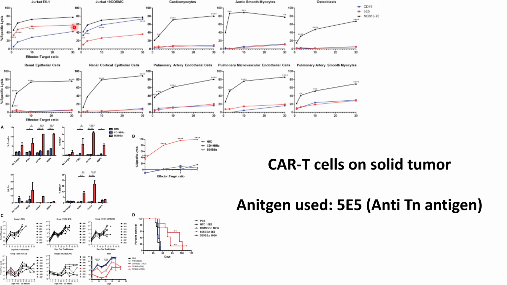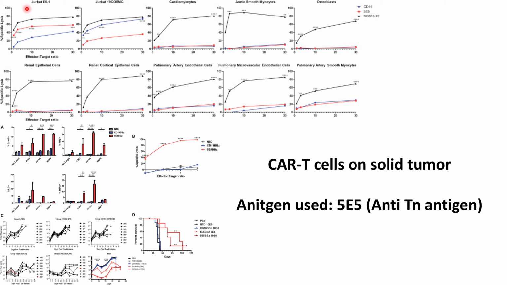The CAR T cell studies are being carried out on Jurkat cells, Jurkat 19 Cosmc cells, cardiomyocytes, astrocytes, osteoblast cells, and some of the other primary cells. They have tested three kinds of antigen-binding domains that are used in the CAR T cells. The first one is CD19. Another one is 5E5, which targets the TN antigen, and another one is MC81370.